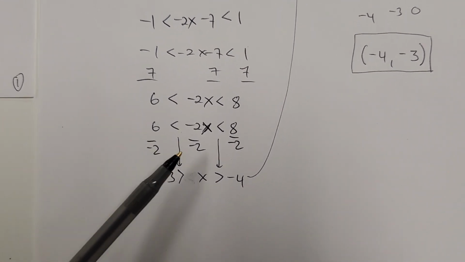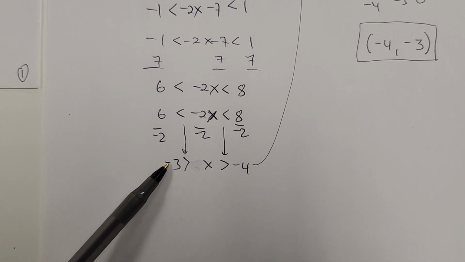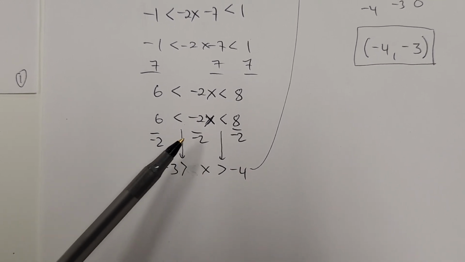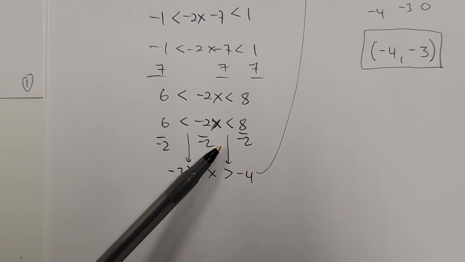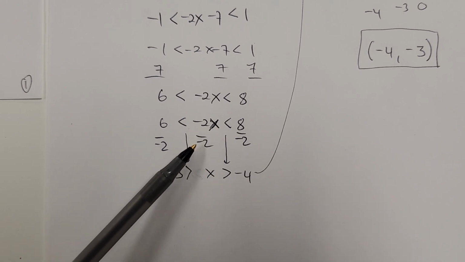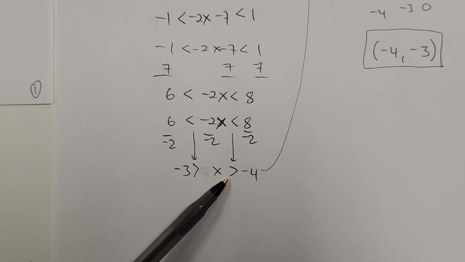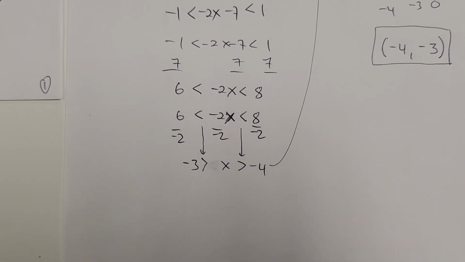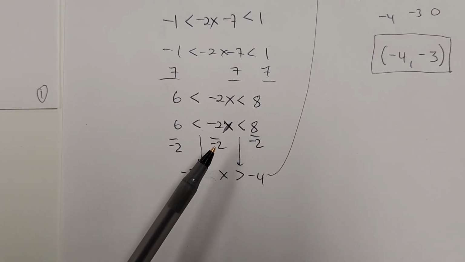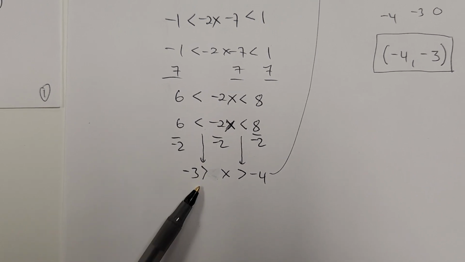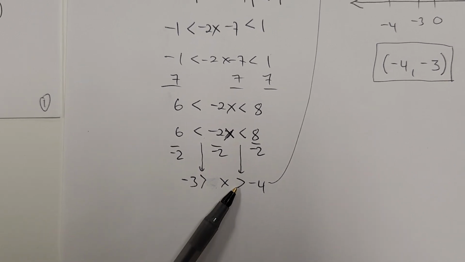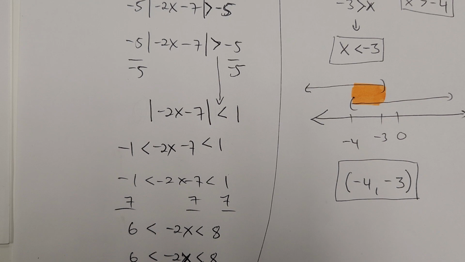So divide by -2, which gives me -3, -4. Again, when you divide by a negative where I am circling, this symbol is switched, and this symbol is also switched. Be very, very careful: when you divide by a negative, the symbol switches. Be very careful.